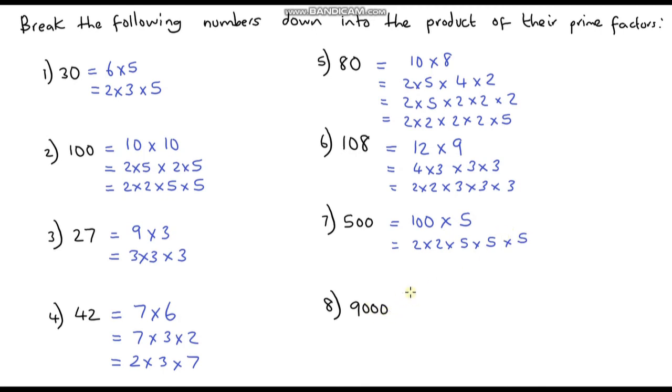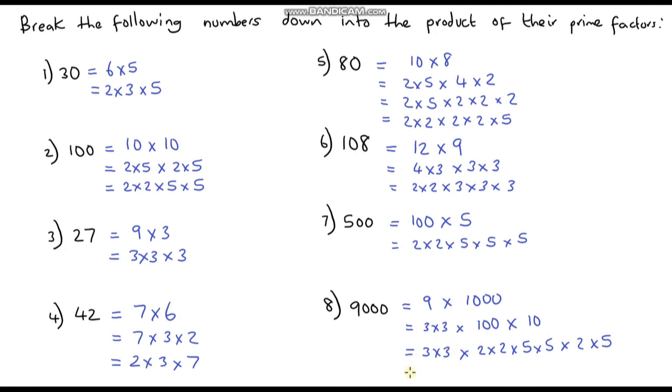And the last one, 9,000. Well, 9,000 is 9 times 1,000. 9 can be broken down into 3 times 3. And 1,000 can be broken down into 100 times 10. So let's carry on. We've got 3 times 3 times, well, 100 is 2 times 2 times 5 times 5. And 10 is 2 times 5. There's lots of 2s and 5s there.